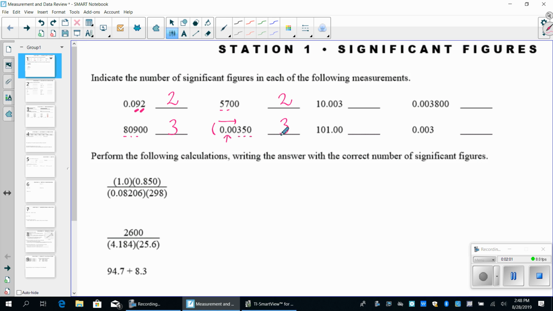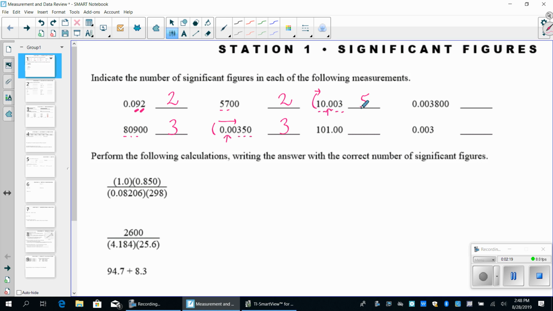Same thing for this one. If the decimal place is present, you go to the Pacific side of the number, work your way in. Here, your 1 is your first non-zero, so that, and everything after that counts as significant. So that one has 5.